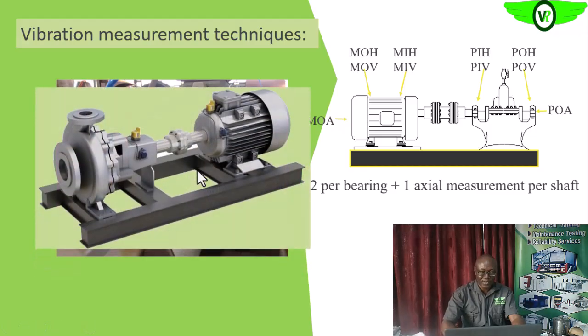vibration information. So we have on the motor, this is horizontal, axial, vertical, axial, horizontal. This is the inboard end of the pump, the outboard end of the pump. This is an overhung impeller pump, so both bearings are here. So you take the vibration information that you want from here.